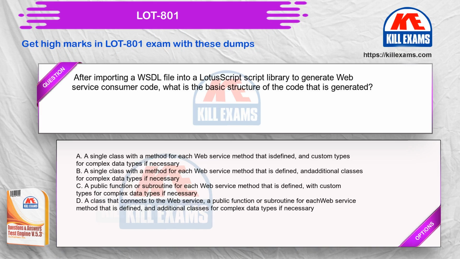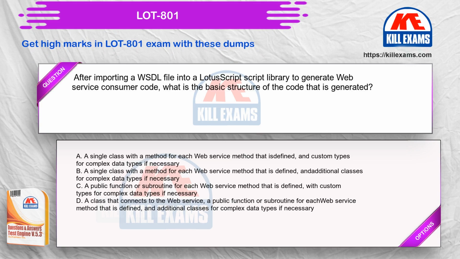After importing a WSDL file into a Lotus script library to generate web service consumer code, what is the basic structure of the code that is generated? Option A. A single class with a method for each web service method that is defined, and custom types for complex data types if necessary. Option B. A single class with a method for each web service method that is defined, and additional classes for complex data types if necessary.